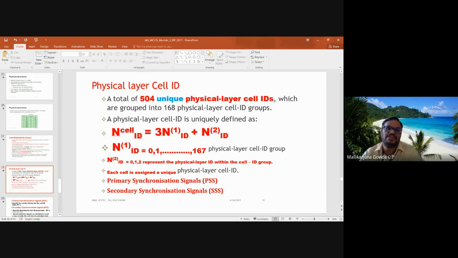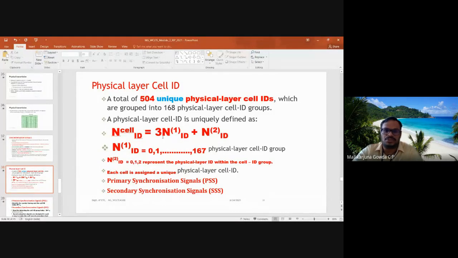Then how do we calculate that physical layer cell ID? This is the formula we use to calculate the physical layer cell ID. N to the power of cell ID, right? So the physical layer cell ID is equal to two terms. One, 3 times N to the power of (1) ID. This is the first ID and this is the second ID.